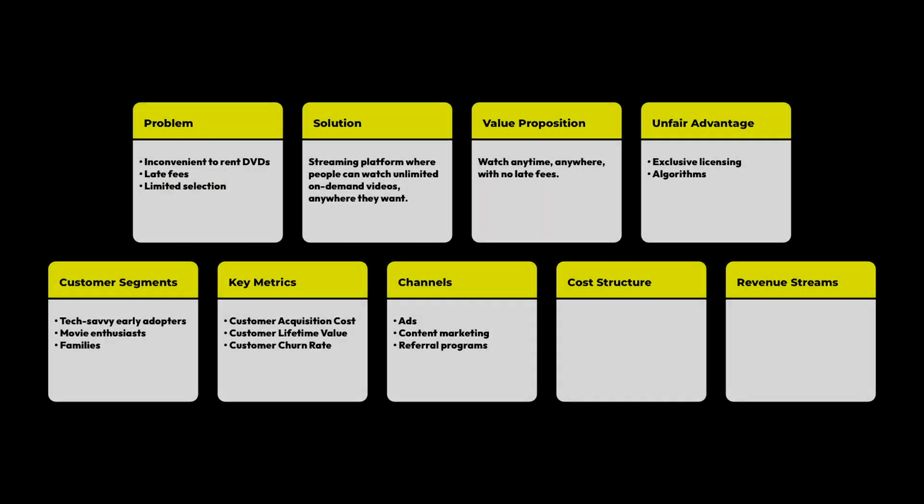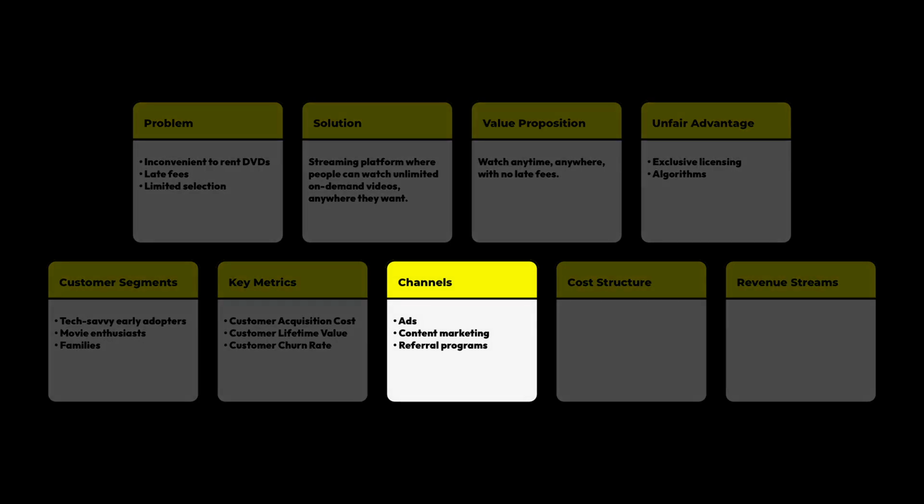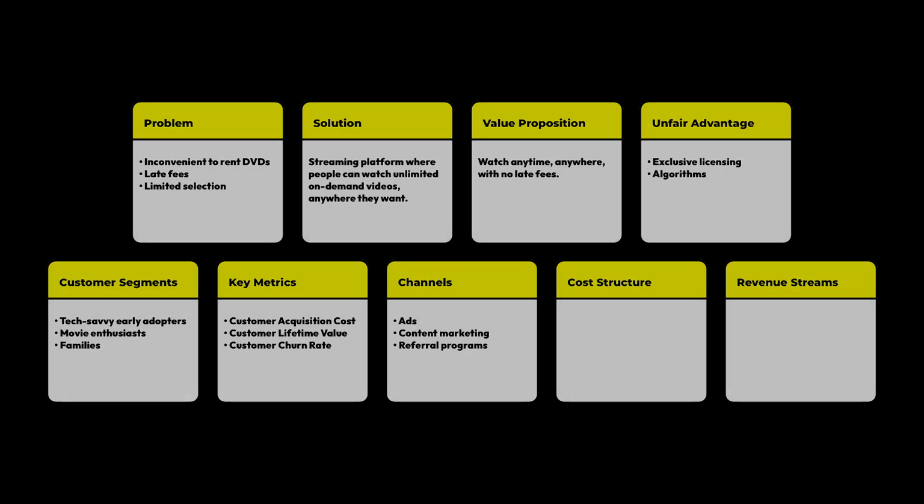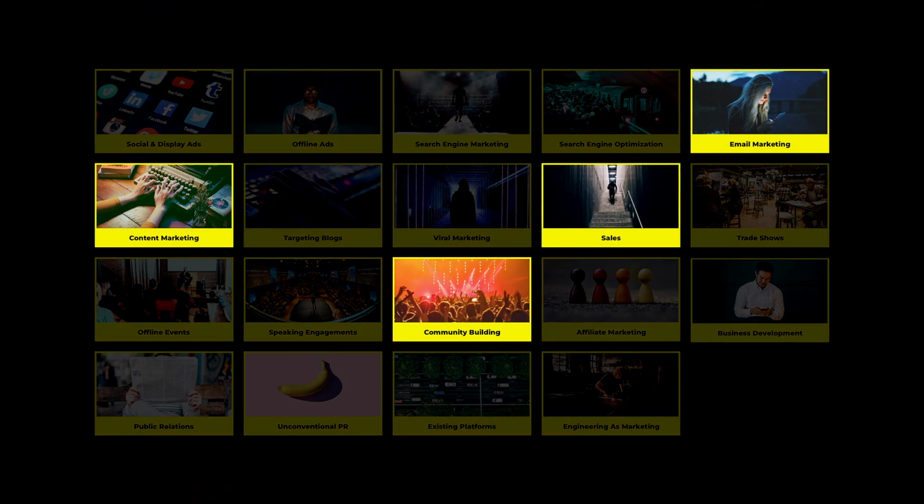Now, the channels show you which marketing channels you're going to use to reach your audience. For example, are you going to use social media ads, organic social media, content marketing, or maybe even direct sales? Really think about where your target audience is and then go for these marketing channels first. For example, Netflix used ads and content marketing, but they also experimented with referral programs. Now, here's a pro tip. Start with a few marketing channels. Don't try to go for every marketing channel out there. You will waste your time and your money. Always measure what marketing channel works before you double down.